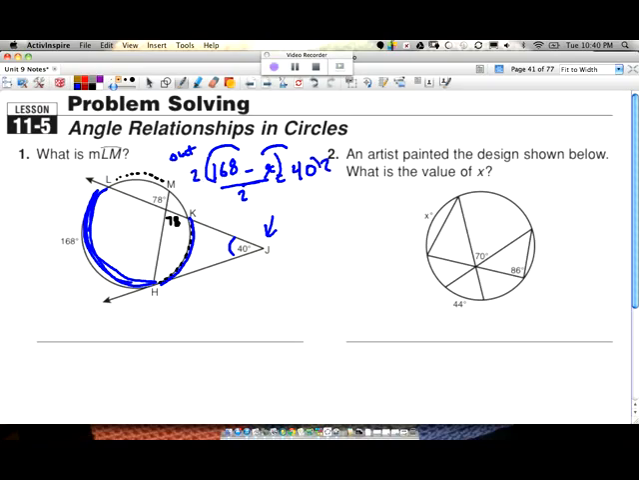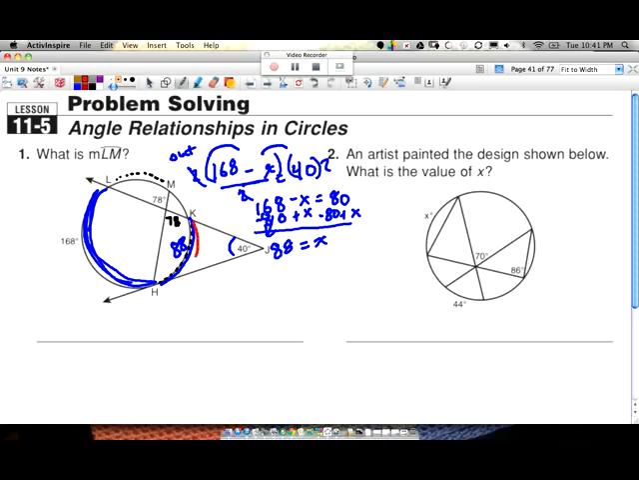Well, if I multiply both pieces by 2, and remember that 2 is really for the whole side over here on the left, that gives me 168 minus x equals 80. Okay, let's do some math here. We're going to add x to both sides, and we're going to subtract 80. That gives me 88 equals x. Okay, so this is 88 right here.